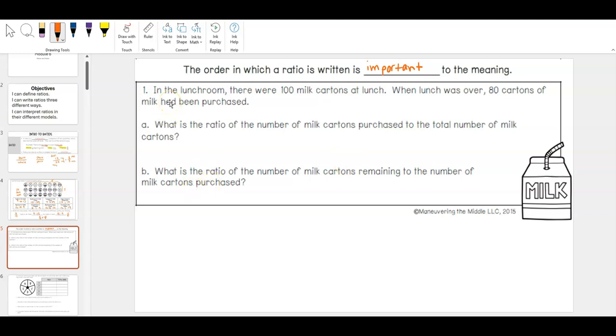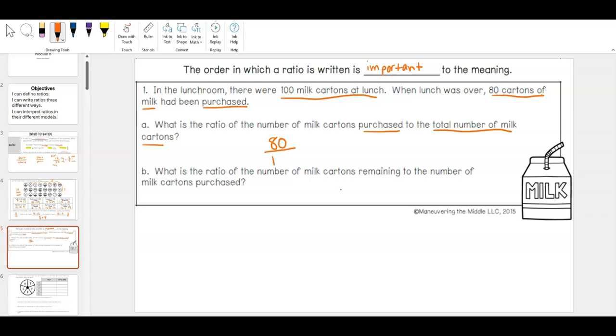In the lunchroom, there were 100 milk cartons at lunch. When lunch was over, 80 cartons of milk had been purchased. What is the ratio of the number of milk cartons purchased to the total number of milk cartons? So the number of milk cartons that were purchased was 80. And then the total number of cartons would be 100. That's kind of what they told us first.